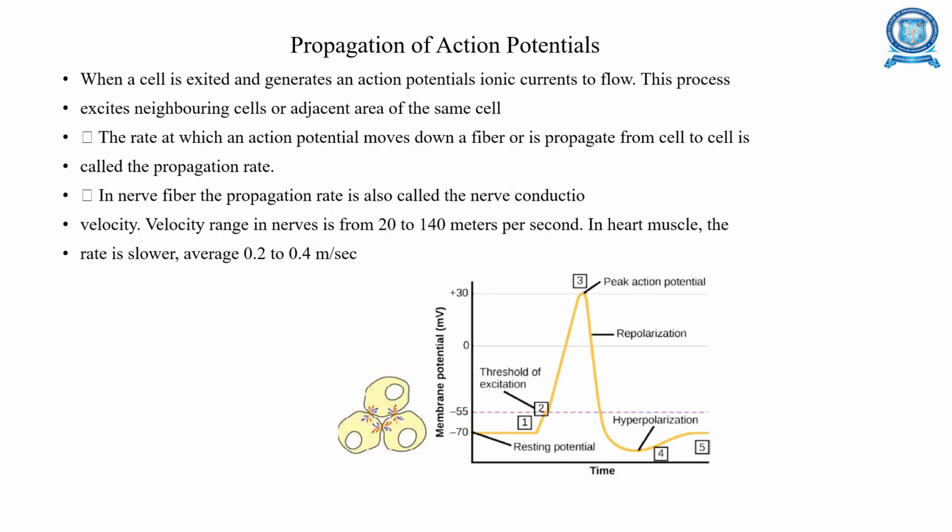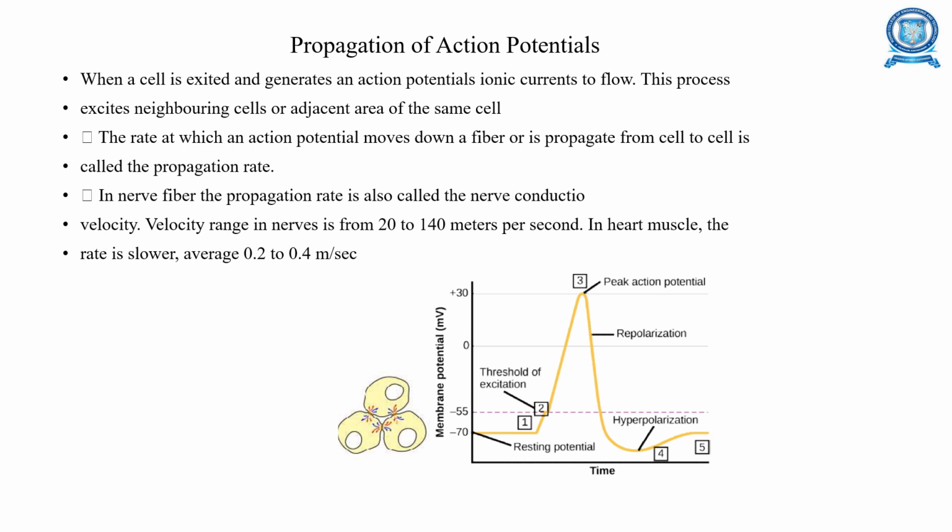Propagation of action potentials. When a cell is excited and generates an action potential, ionic currents flow. This process excites neighboring cells or other parts of the same cell. The rate at which the action potential moves down a fiber or propagates from cell to cell is called the propagation rate. In a nerve fiber, the propagation rate is also known as nerve conduction velocity. This velocity ranges from 20 to 140 meters per second. This is the diagram of propagation of action potentials.